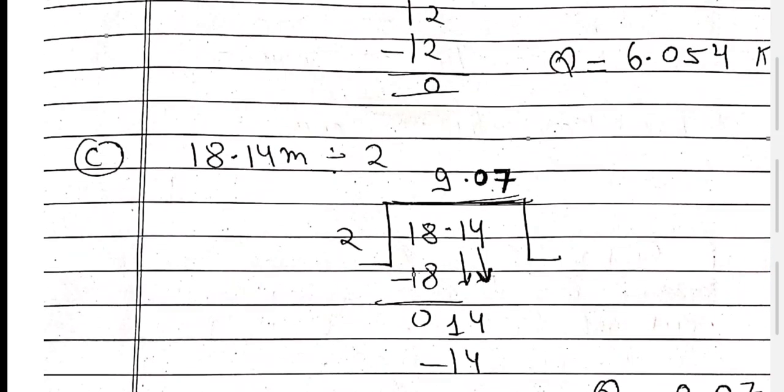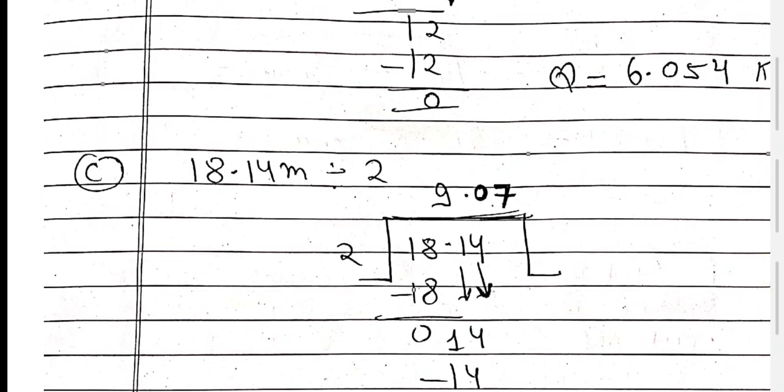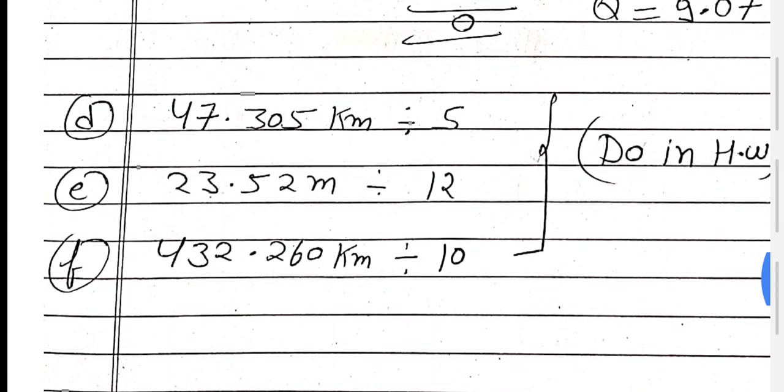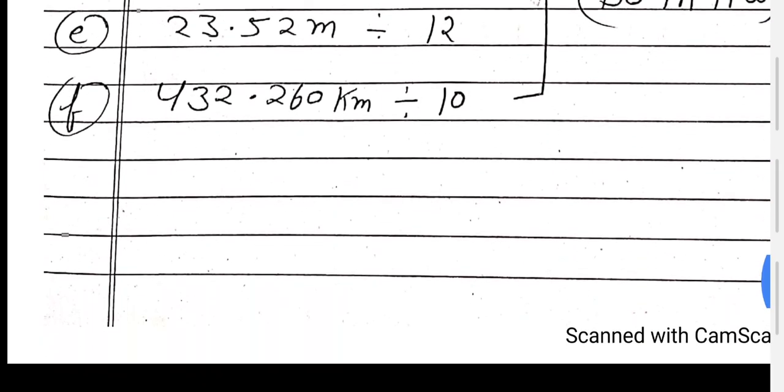Similarly, come to C part. C part is 18.14 meter divided by 2. So divided by 2, 2 9s are 18. Just keep the decimal as it is. Now write 1; in the table of 2, 1 does not come. Then write 4 also. When you write 2 digits together, you have to write 0 here. Now 2 7s are 14. So the question is solved. Now how many digits are there after the decimal? 2. So in your answer from the back side put the decimal after 2 digits. So your answer is 9.07. Similarly, the remaining 3 parts D, E, F you have to do by yourself in homework.